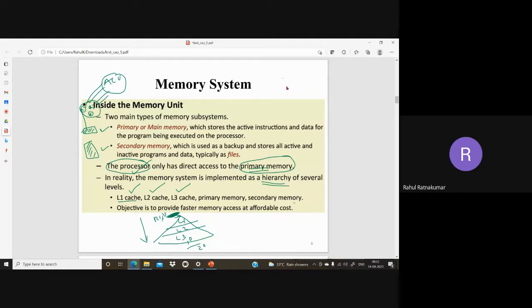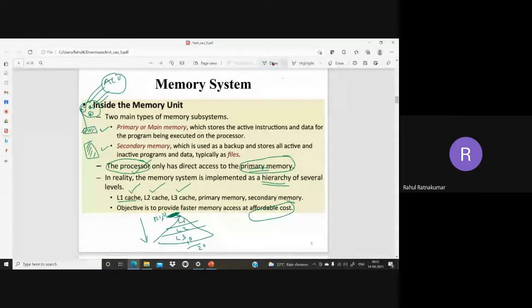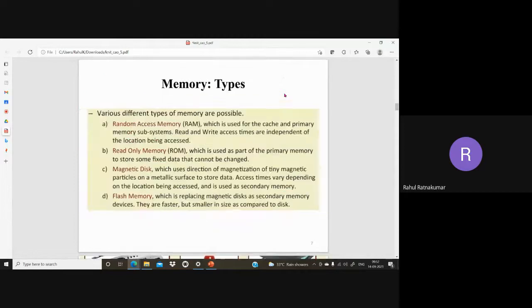So cost, economy, is another important criterion, because we cannot have a high-speed memory with very high storage at low cost. As we increase the storage size, the cost is definitely going to be very high. Ultimately, the processor size may increase, and we cannot afford that because the processor cost is going to increase. So we'll discuss this another time. So these are different types of memory.